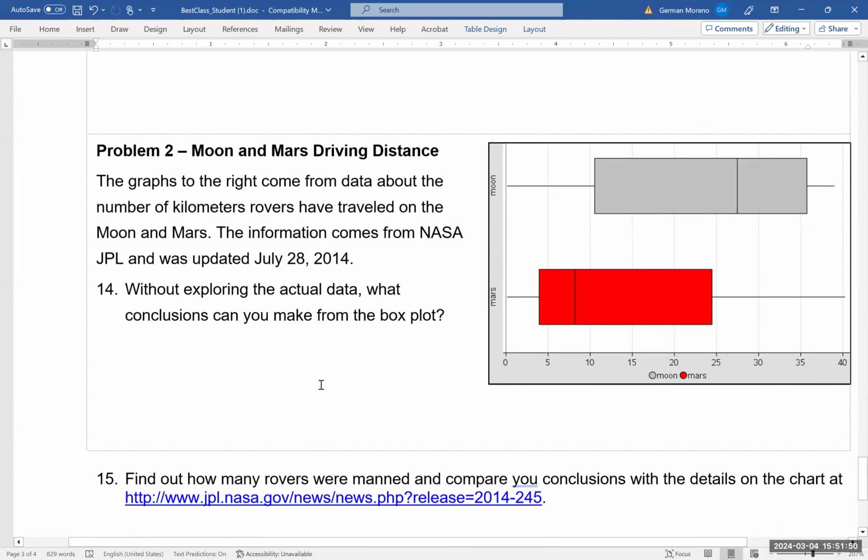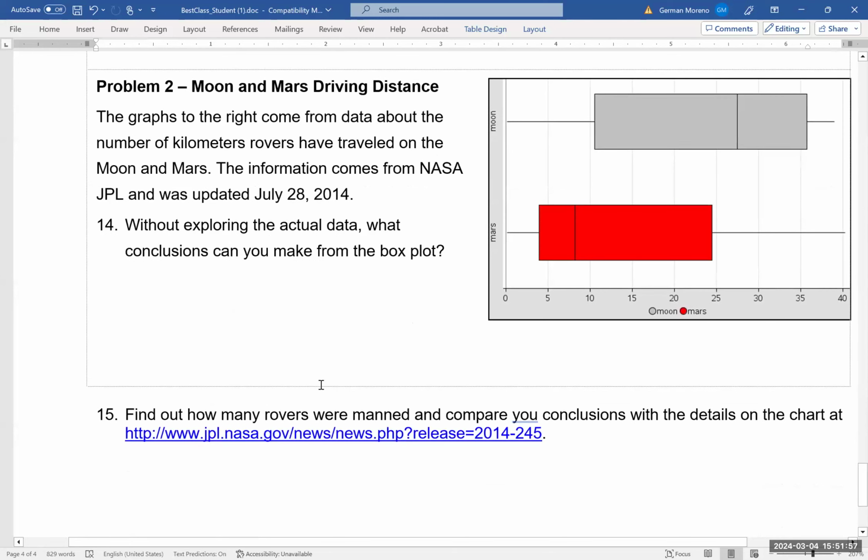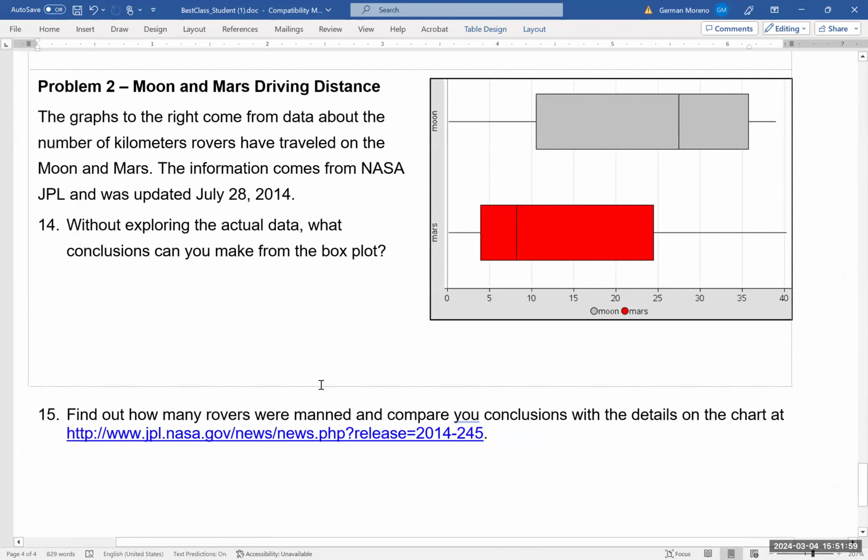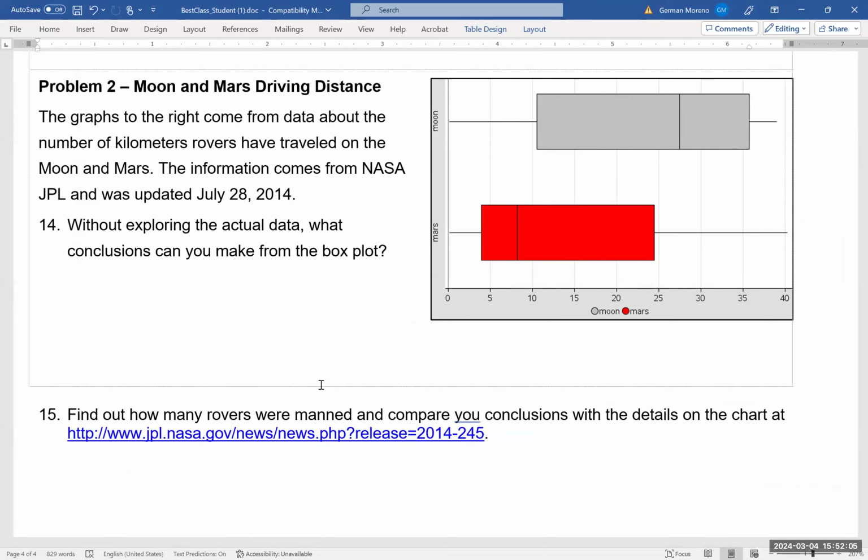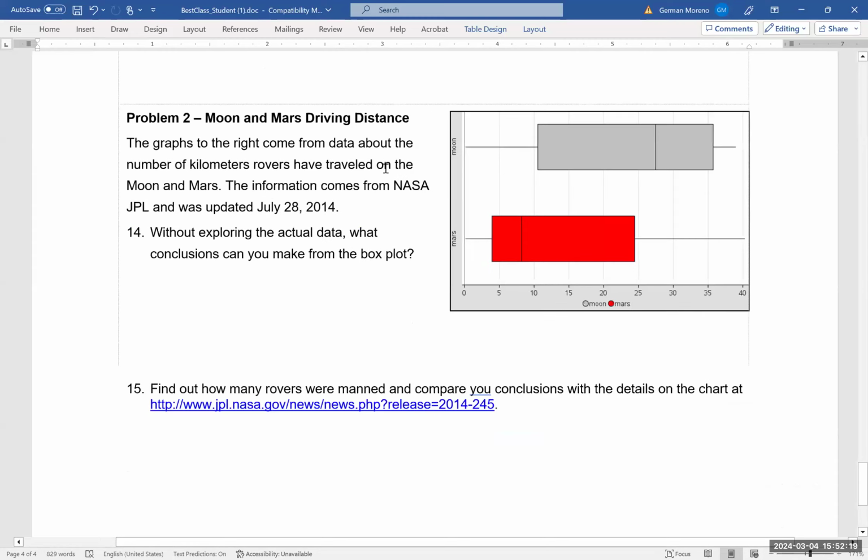And I think you should be able to go up to question number 15 on this project with all the information. Problem two, most of what you're doing is analyzing this box plot. Sometimes it's called a box and whiskers plot. And so that should be plenty of information. Hopefully that helps you complete this project.